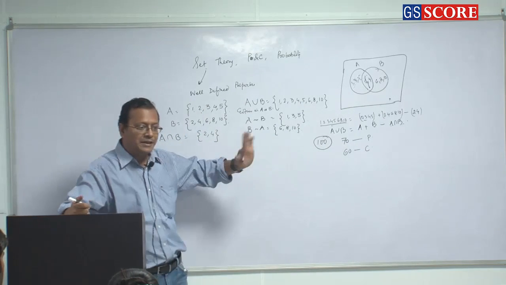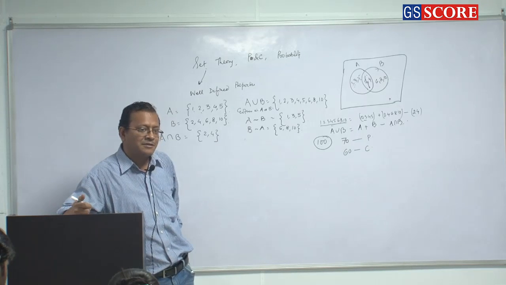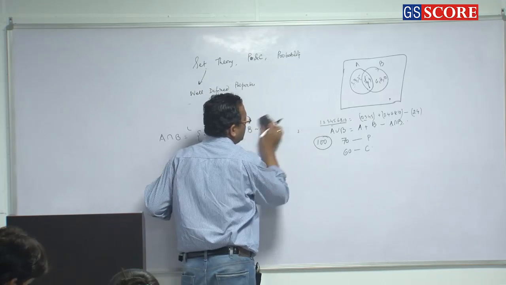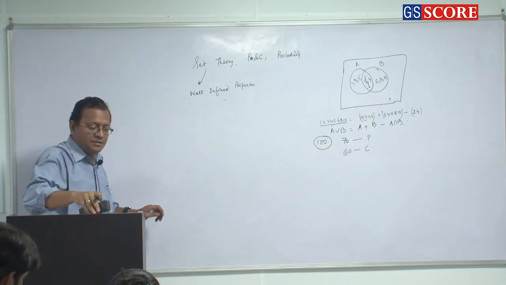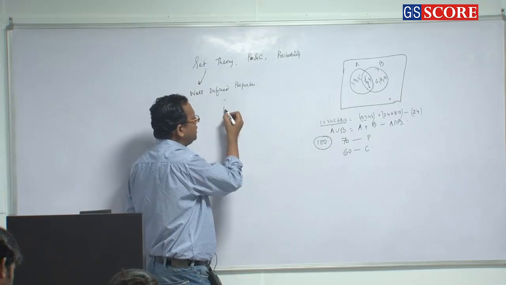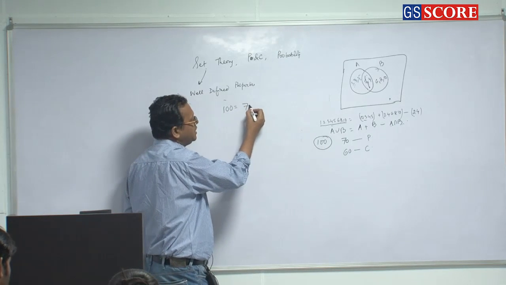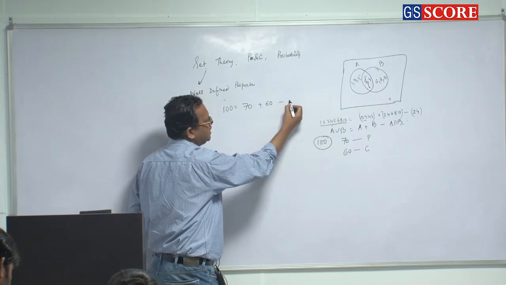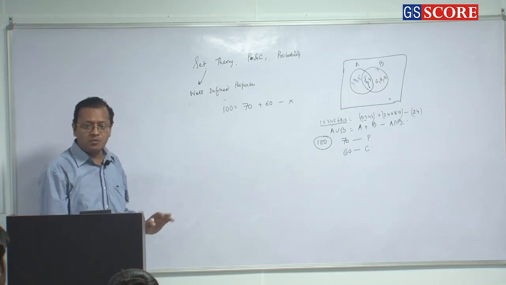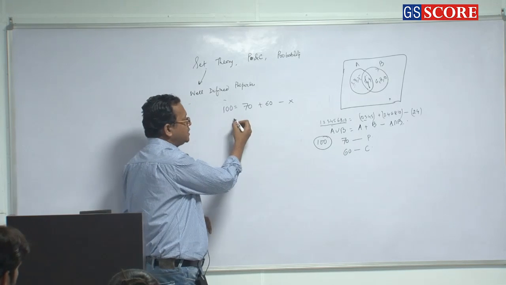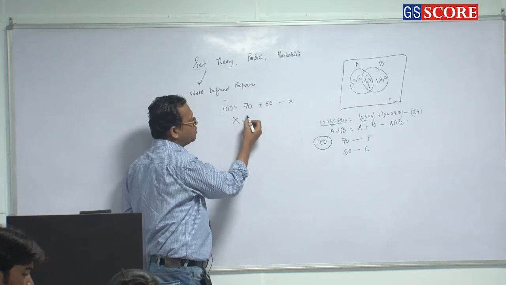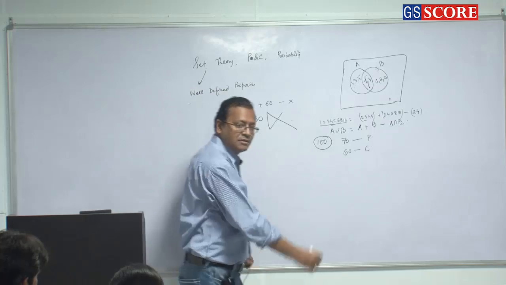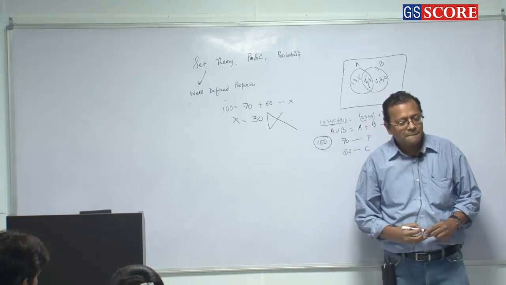Both means intersection. 30? Okay. So how did you say 30? You said, sir, this is A union B is 100, this is 70, this is 60, and this is say X, where X is the number of students who pass in both the subjects. And when you say X, you solve it, it comes out to be how much? 30. Isn't it? Why?